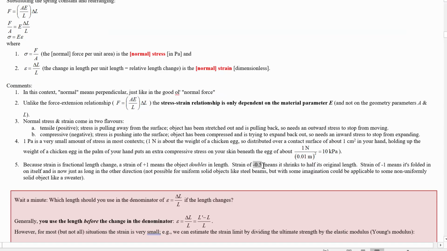Strain of -0.5 means it shrinks to half its original length. A strain of -1 is ridiculous in the solid material context. That means it's kind of compressed to nothing and then expanded out in the other direction to its original length, like maybe folded inside out or something. It's not possible for uniform solid objects like steel beams, but with some imagination, it could be applicable to some non-uniformly solid object like a sweater.